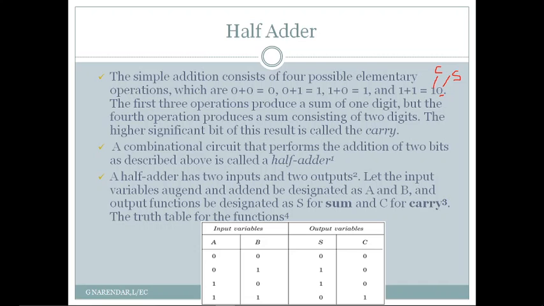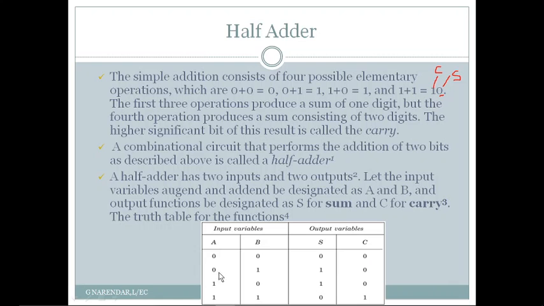combinations. And for each combination, you have to show what is the output function. So when the two inputs are 0, that means you are adding 0 plus 0, the sum is 0 and the carry is also 0.